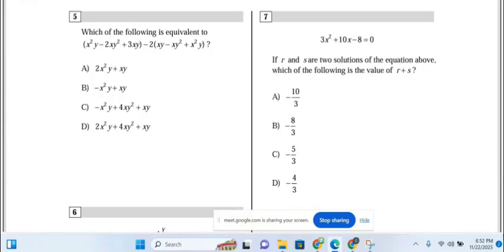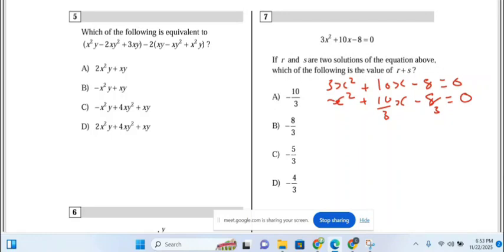So how do you go about this? If we have 3x squared plus 10x minus 8 is equal to 0, we make sure that we have x squared standing alone. Divide both sides by 3, so that you have x squared plus 10 over 3 x minus 8 over 3 is equal to 0, since 0 over 3 will still give us 0. So you now have this.